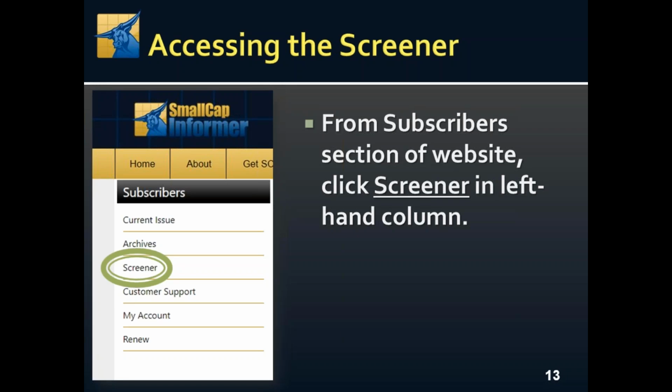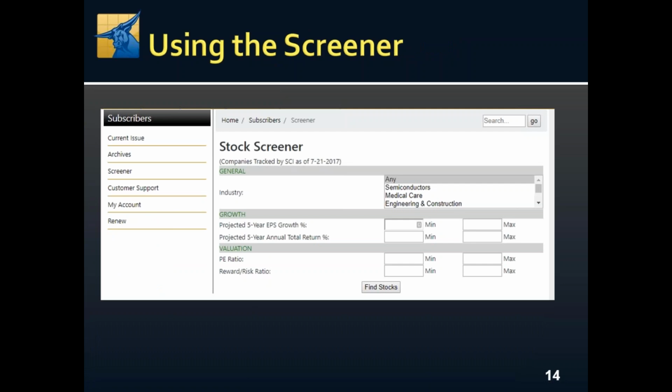So to access the screener, click on the new screener link in the left subscribers menu after you log in. So you'll see we added that screener link below the archives link, above the customer support and the My Account page. So that screener link is updated with the publication of each issue, so the data is updated at that time. So here's what the screener looks like.